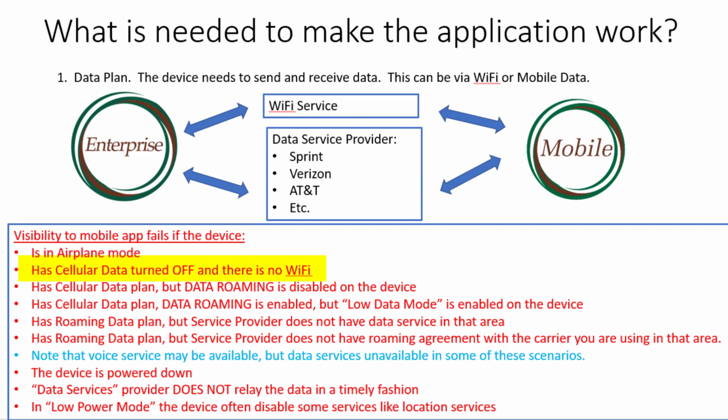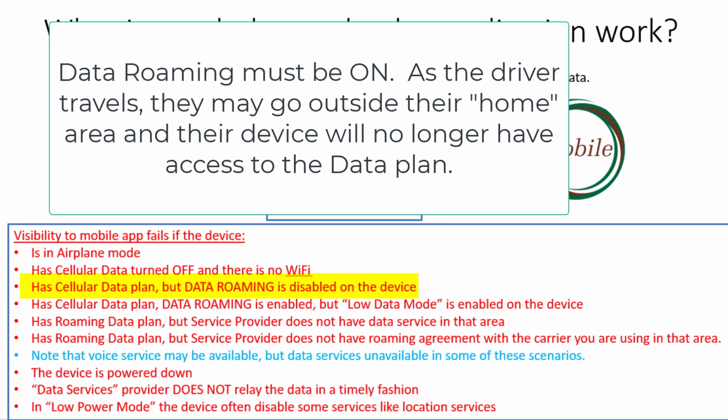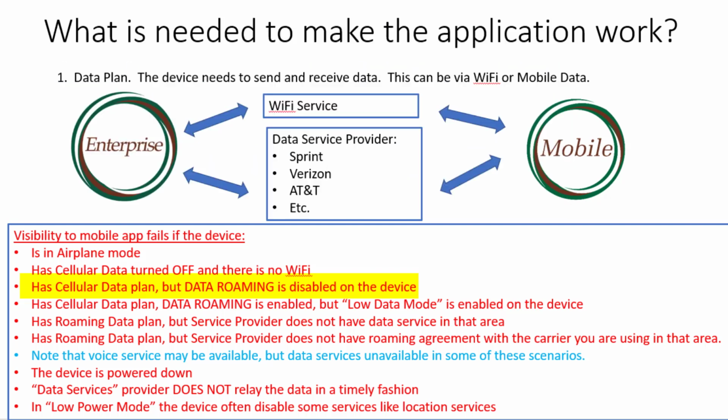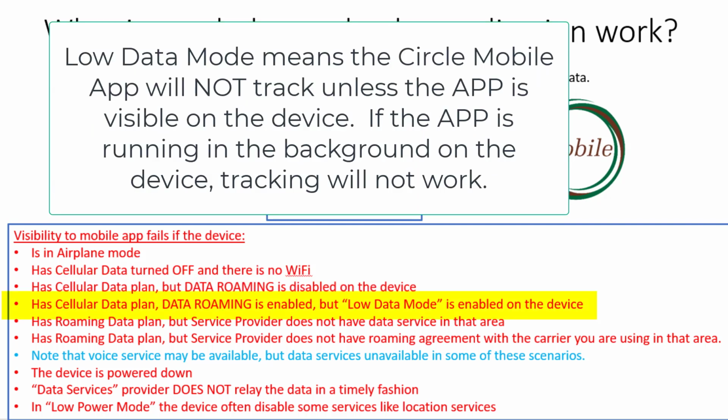It will not work if the driver has the cellular data turned off and there is no Wi-Fi. It will not work if the driver has a cellular data plan but has data roaming disabled on the device. Disabling data roaming means as they move outside of their service provider core area, their data plan stops working. It also fails if the driver puts their data plan on low data mode. This will stop Circle Mobile from working.